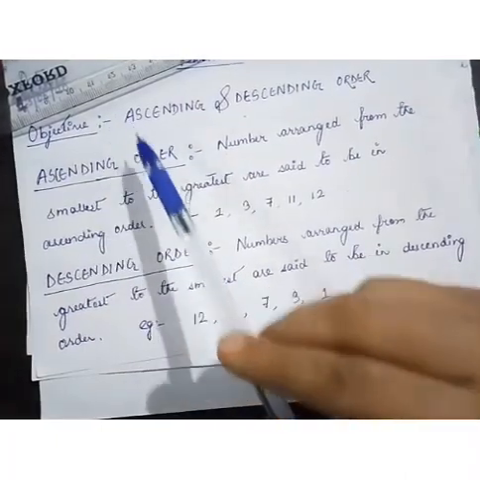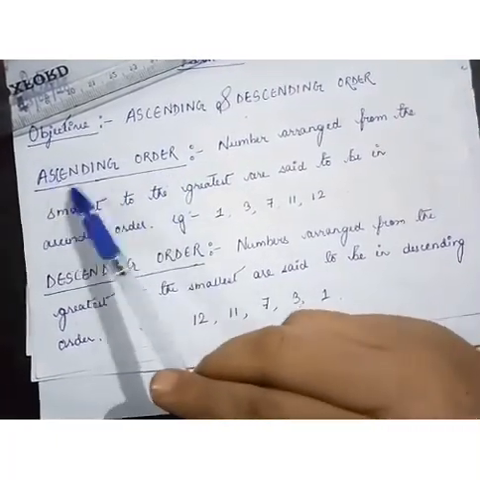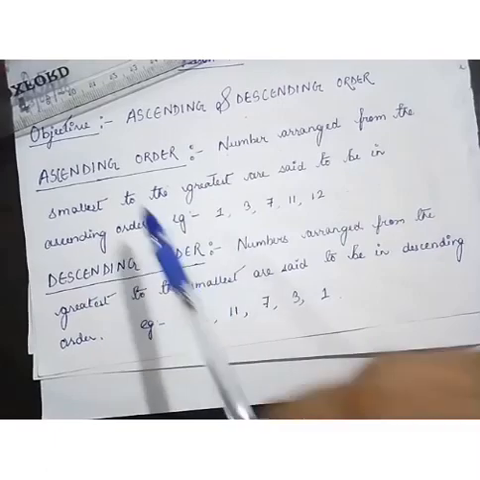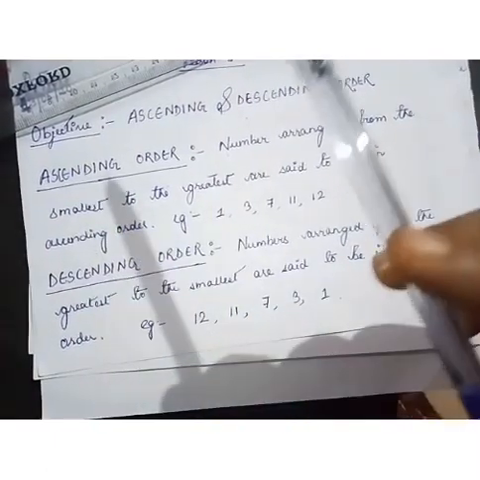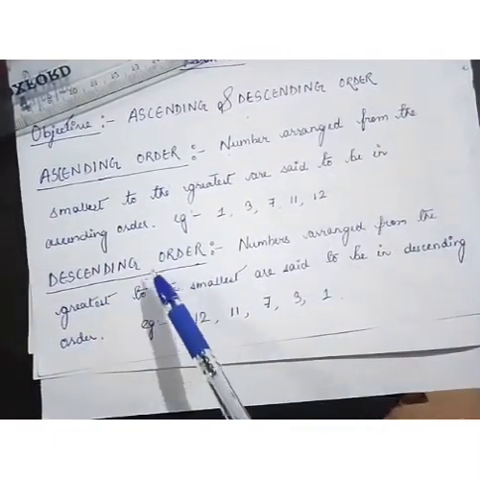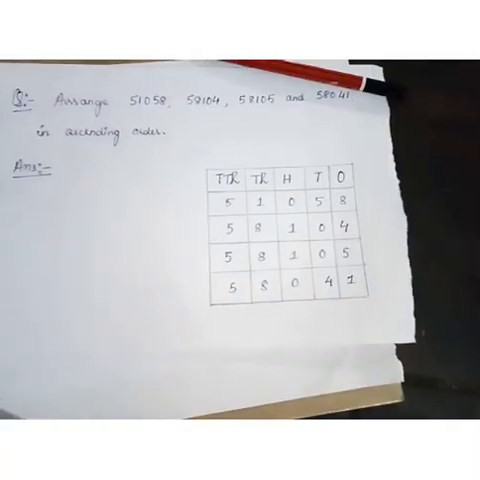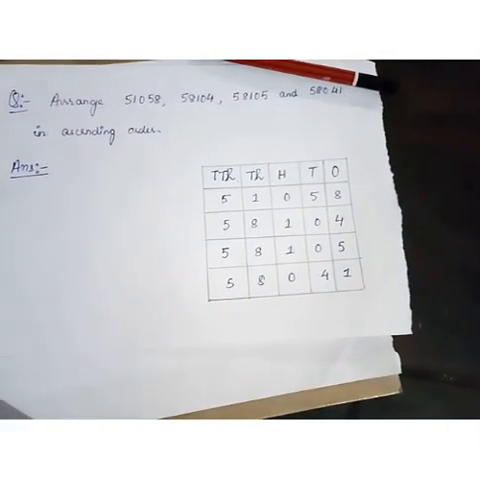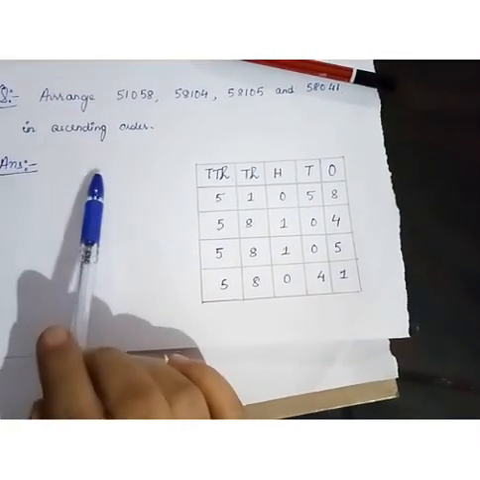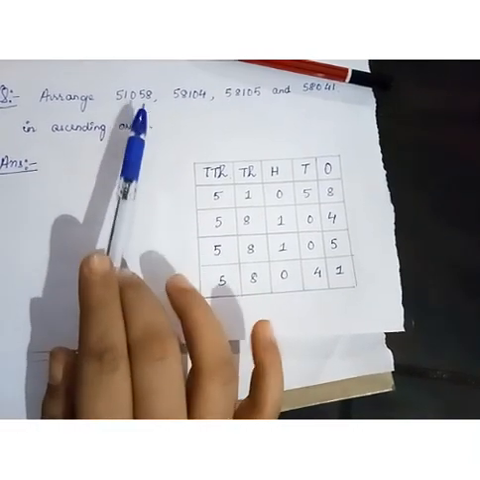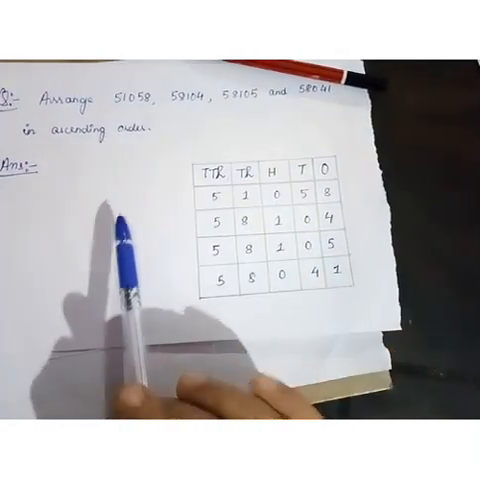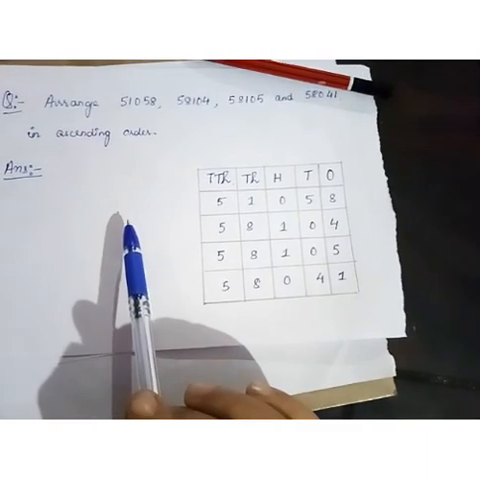Alright, so this is what we mean by ascending and descending order. Ascending means smaller to bigger, descending means bigger to smaller. To understand more clearly about ascending order, I have taken one example here. We have to arrange the numbers in ascending order, that is from smaller to bigger.